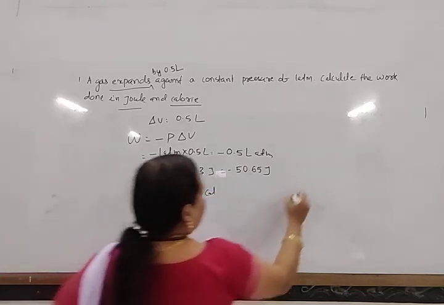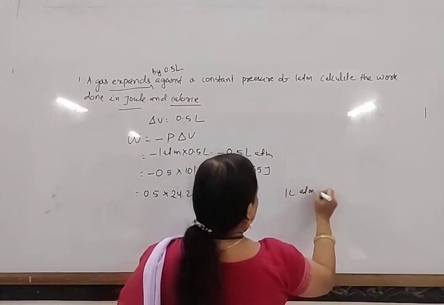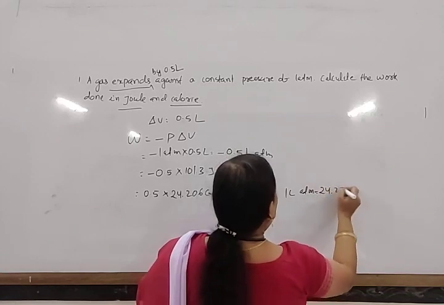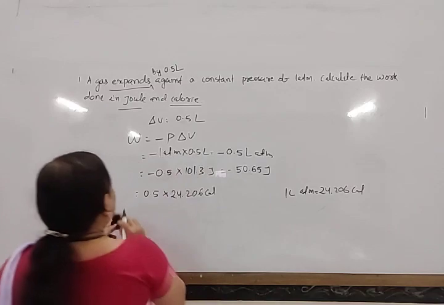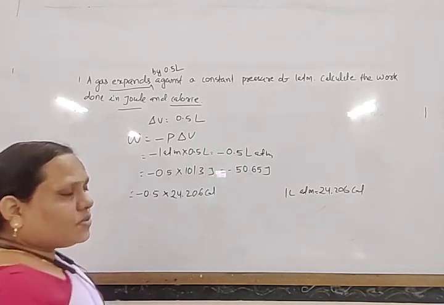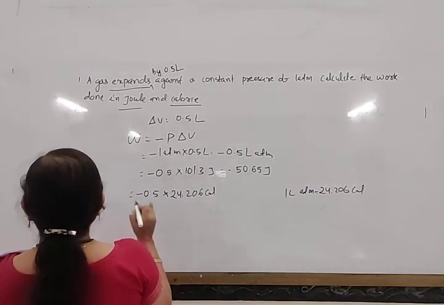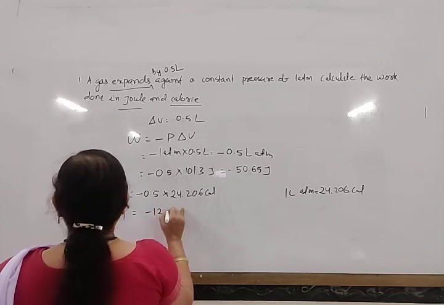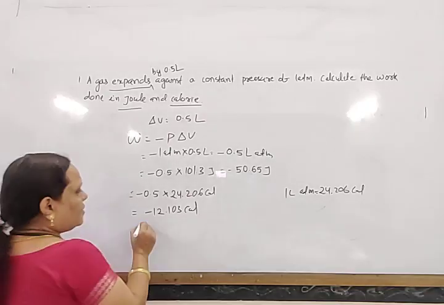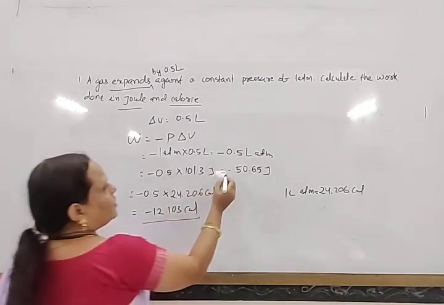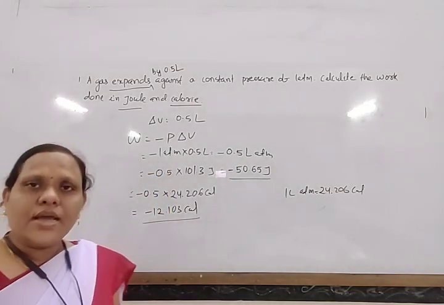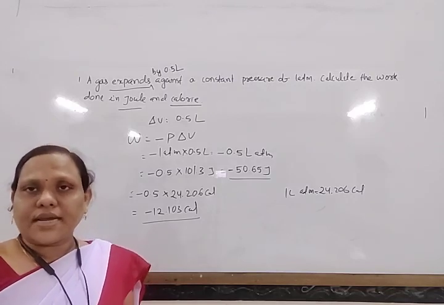24.206 calorie per 1 liter atmosphere. In this way, substitute this value minus 0.5 into 24.206 calorie. So multiply this and the answer will be minus 12.103 calorie. So in calorie the value is this much, and in joule this value is this much. But don't forget to give the negative sign if it is given expansion, and if it is given contraction, then give the positive sign.